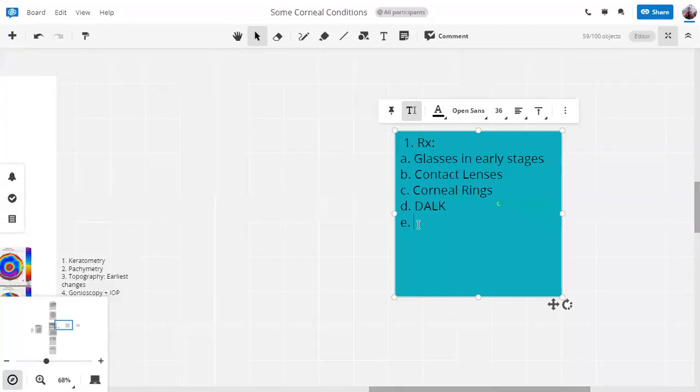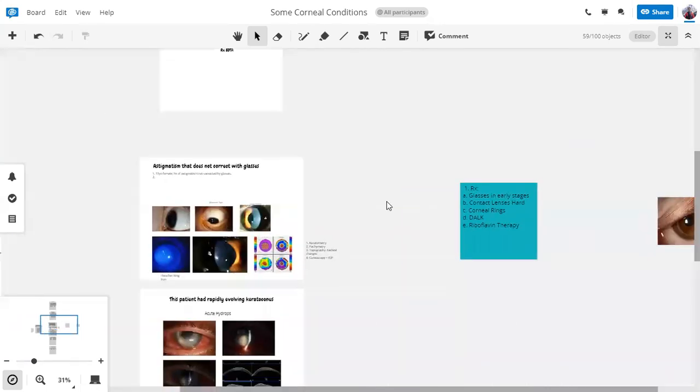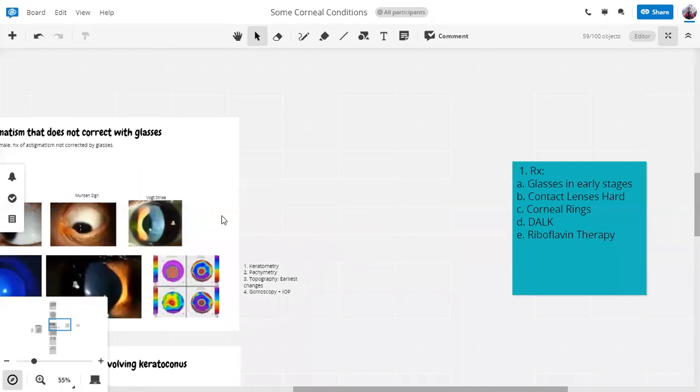The last thing is riboflavin therapy, which you should study on your own. आप इसमें paragraph पढ़ लेना, you will better understand what this is. So, contact lenses, corneal wings, deep anterior lamellar keratoplasty, and riboflavin therapy. These are 4 treatment options which you have to remember. Contact lenses, specifically hard contact lenses, not soft. So, 4 signs of keratoconus, 4 treatments of keratoconus.